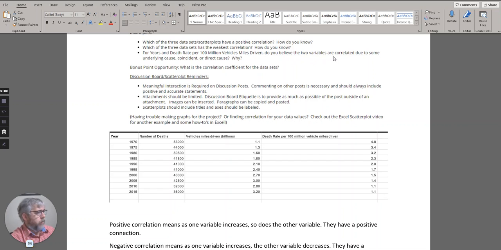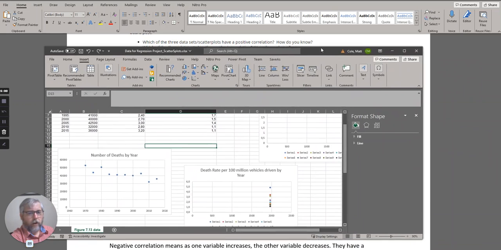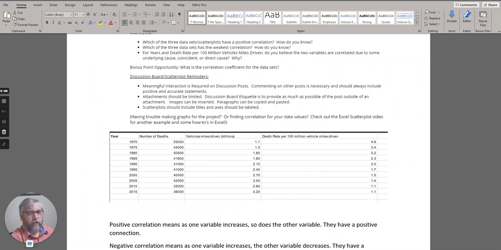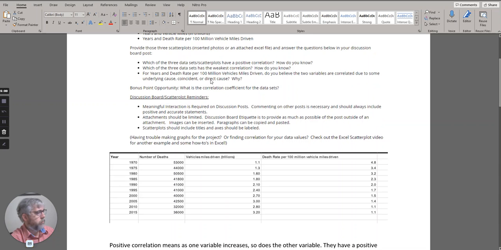Do you believe that the two variables are correlated due to some underlying cause, coincidence, direction, or why? Well, we have to look at our scatter plot, and we see that it's pretty much linear, and I would think that it would be. The reason is that you have a positive correlation in reference to the death rate per 100 million vehicle miles driven by year, which kind of does make sense because the more vehicles on the road, the more likely an accident is going to occur. So there it is. That's basically what you're looking at.